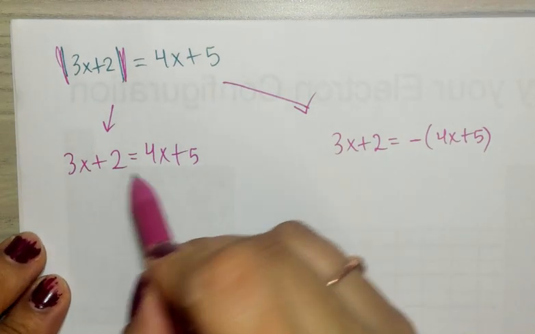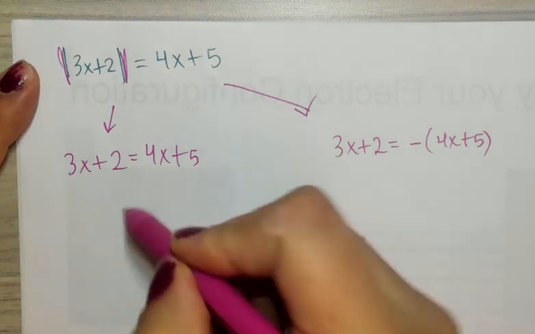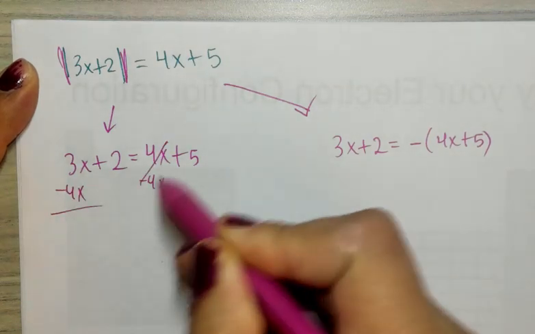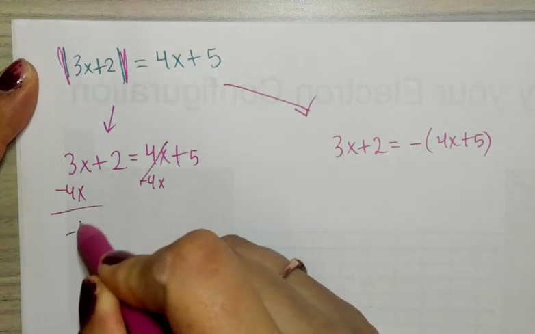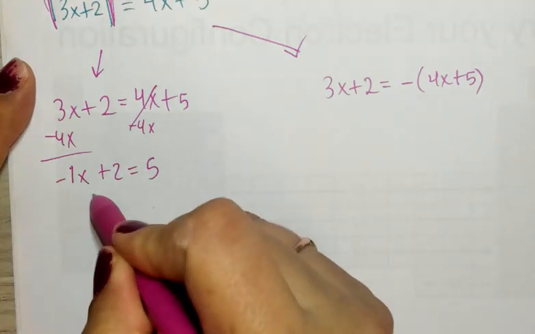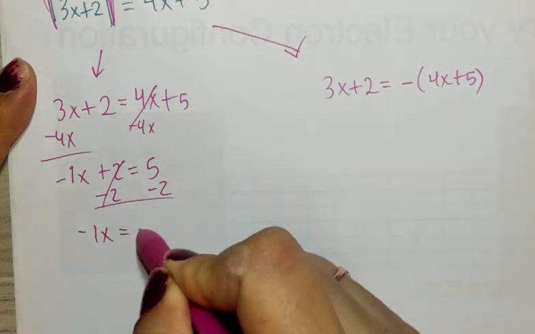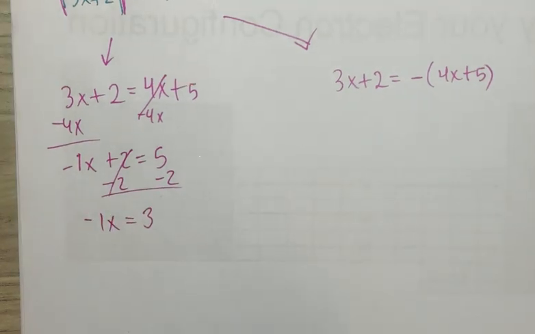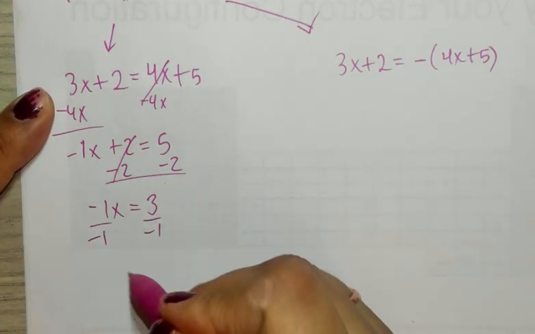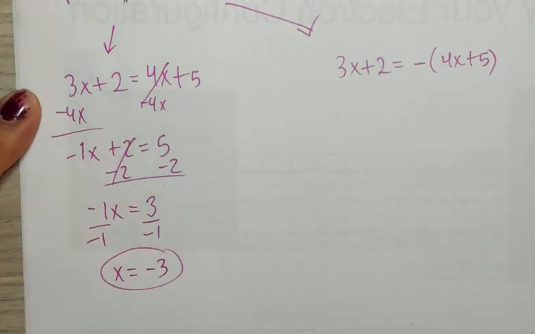So on this part, we just solve like if we have an equation with variables on both sides. So we just move the x to one side. So 3 minus 4 is negative 1x. And then the 2 to the other side. So negative 1x equals 3. And then we end up dividing by negative 1. So x equals negative 3. So that's one of the solutions.